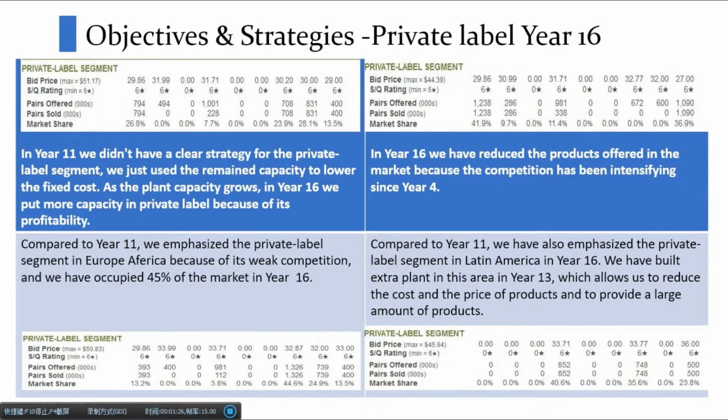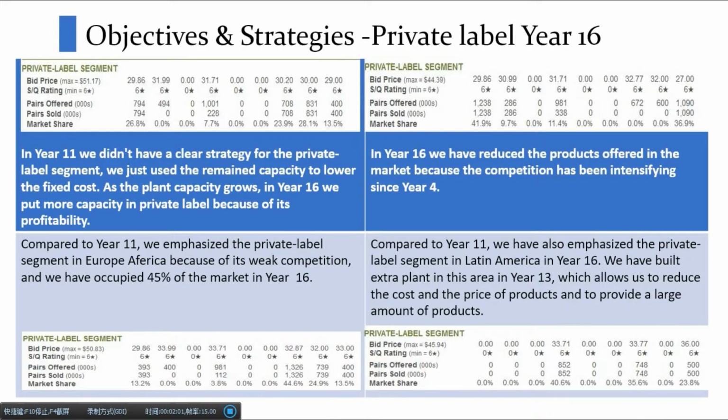As for the market of Europe Africa, compared to year 11, we emphasized the private label segment in Europe Africa because of its weak competition, and we have occupied 45% of the market in year 16. For the market Asia Pacific, in year 16, we have reduced the products offered in the market because the competition has been intensifying since year 14.